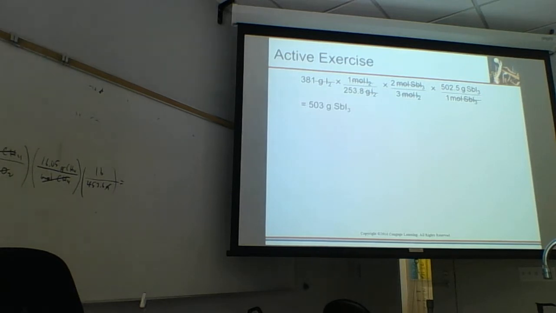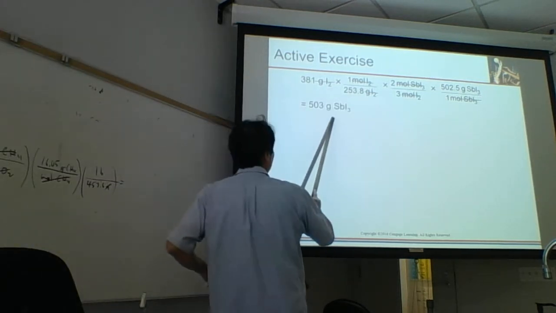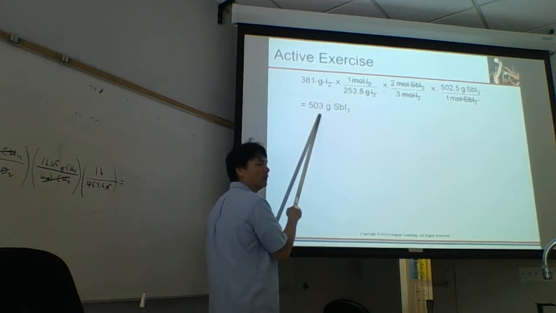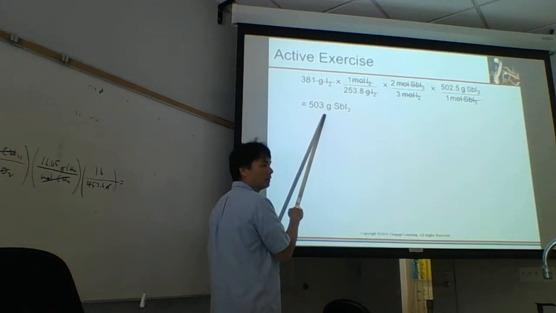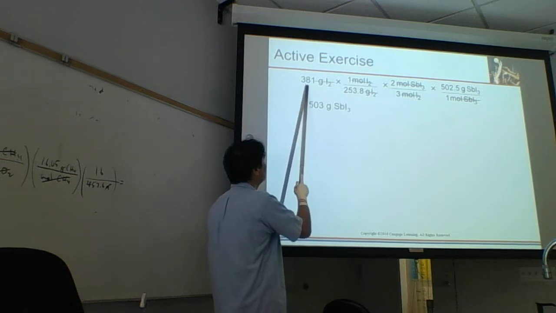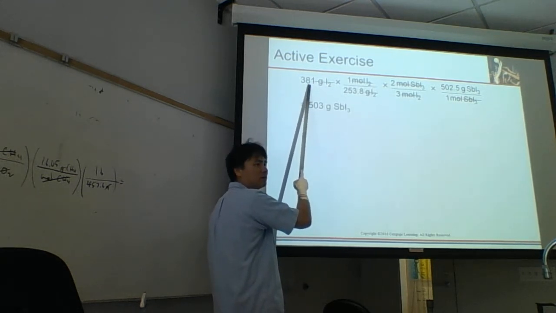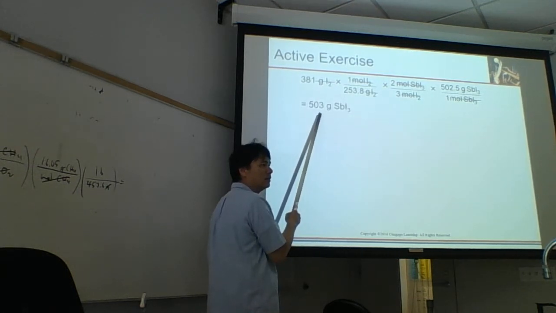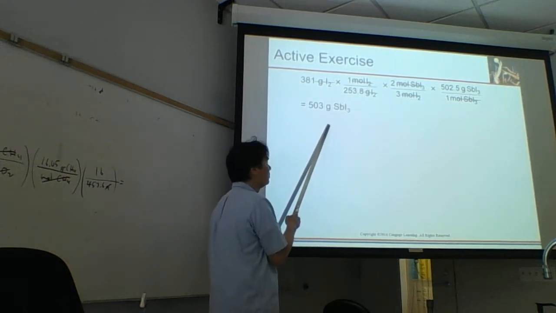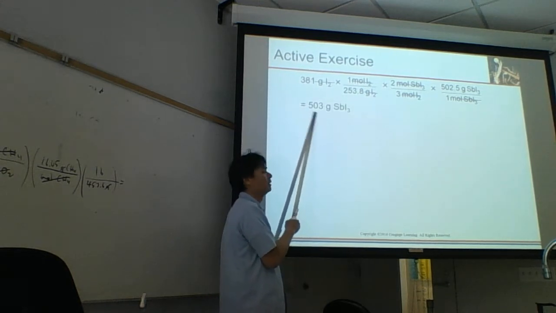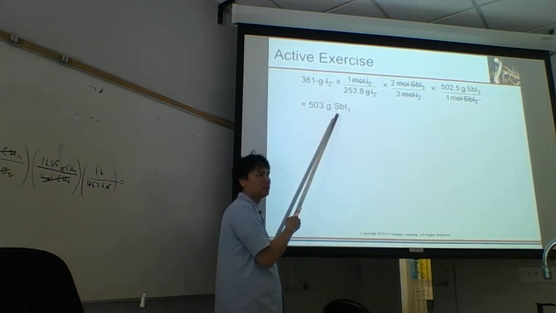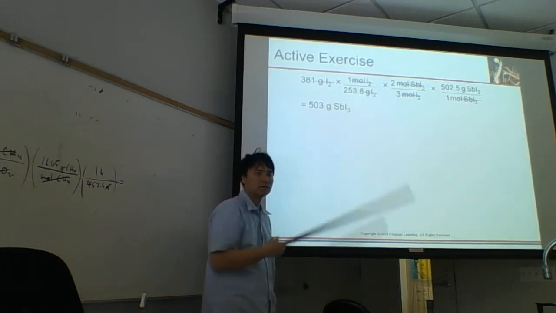Okay, and this 503 grams of antimony triiodide, these are cookies. Well, 381 grams of iodine is the limiting reagent. The limiting reagent gives us the yield. This yield is called the theoretical yield. In theory, this is as much as I can make. I can't make 532 because I don't have enough ingredients to make them.